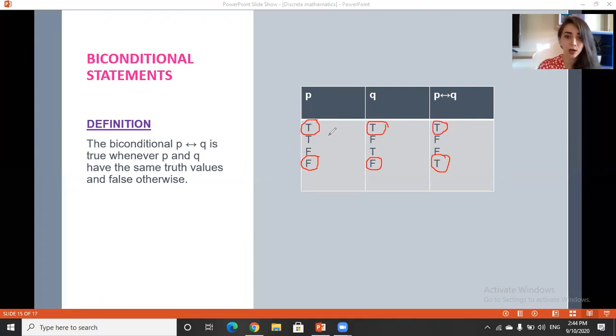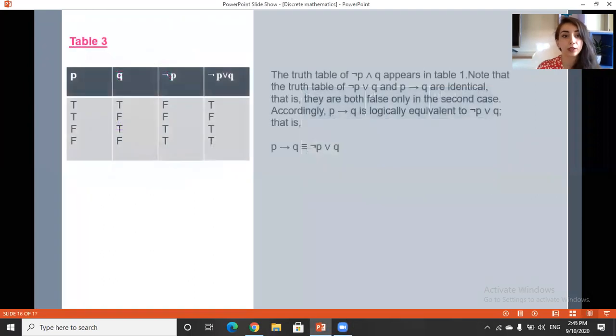Otherwise, if one of them is false and the other true, if they differ, the answer is false. Okay. Please, again, let me know if you have any questions or any unclear part.